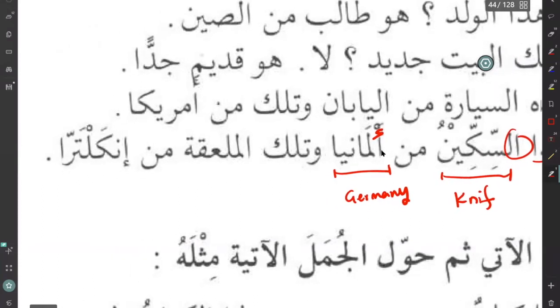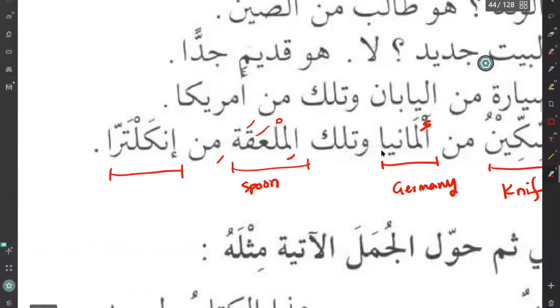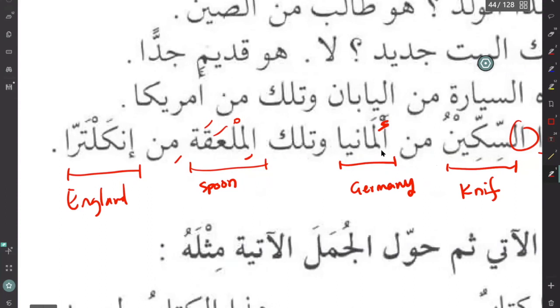وتلك الملعقة. ملعقة. What is ملعقة? Spoon. We have to go over some of the words, okay? And that spoon is from min what? Inkaltara. Honestly, I always have a hard time pronouncing it non-Arab. When they Arabize an English word, that is more difficult to pronounce than the Arabic word itself. England, yes, it is England.